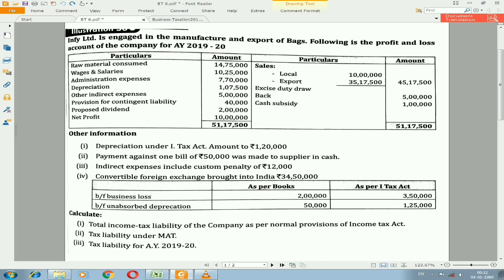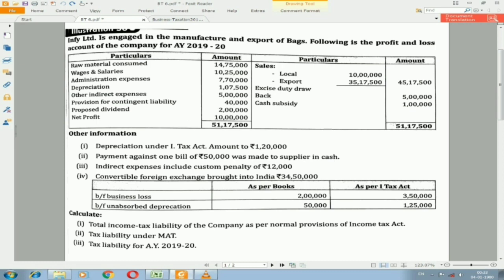In this illustration, we are supposed to find out the tax liability under normal provision as well as tax liability under MAT. By finding out both of that, we are going to compare those two taxes and whichever is the higher will be payable by the company. So that we are supposed to find out. So I have told you the format. We are supposed to prepare 3 parts by finding out tax liability under normal provision, tax liability under MAT as well as ultimate tax will be paid by the company.